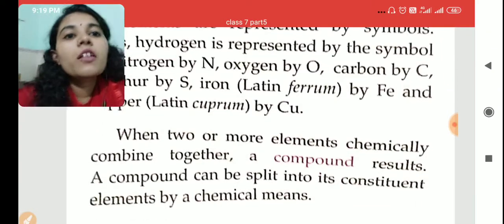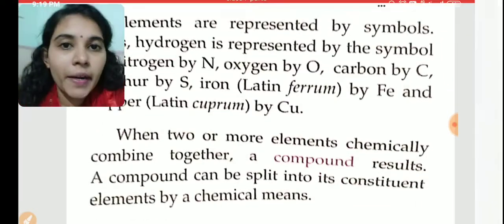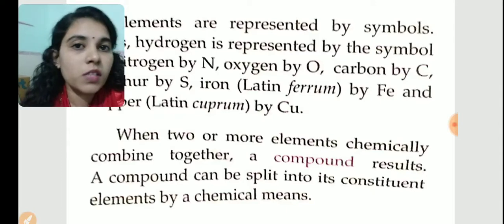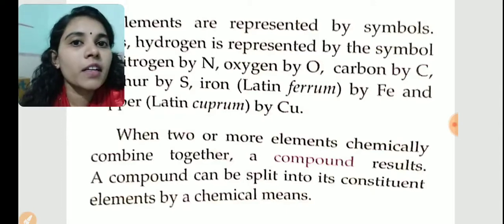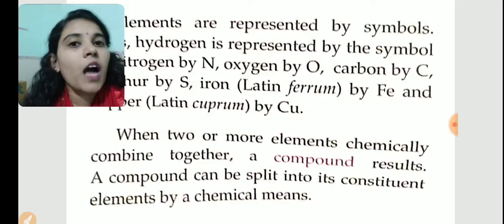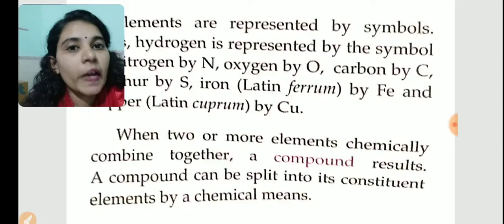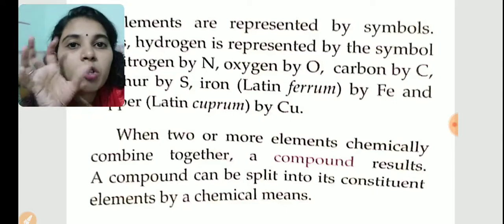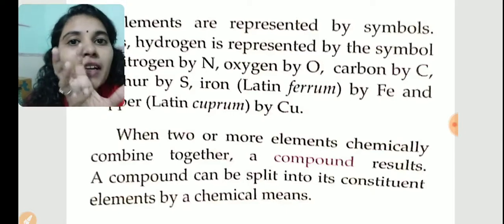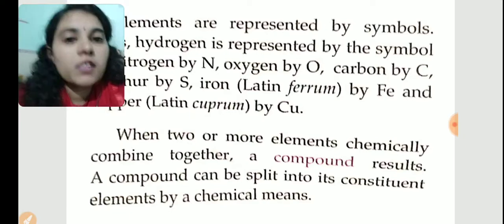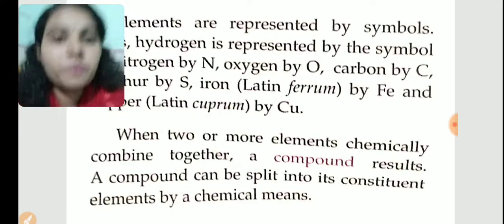Okay, when two or more elements combine together, for example, hydrogen combining with oxygen, H plus O, what will we get? Water, H2O. Then carbon plus O, carbon dioxide. Okay, nitrogen plus O, nitrogen dioxide. So if two atoms or two elements are joining together, what will we get? We will get a compound. See, example.